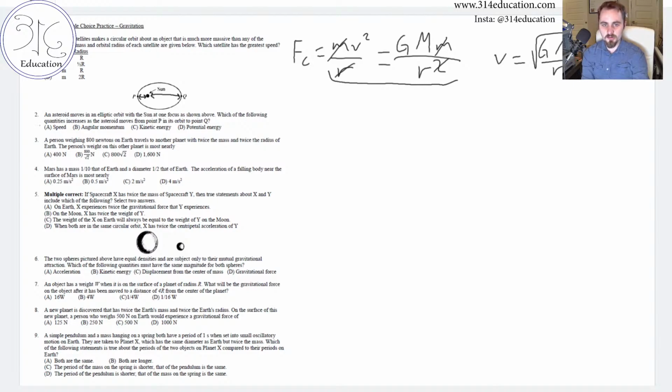So our speed doesn't increase. Our angular momentum stays constant, so it does not increase. Our kinetic energy does not increase because our speed decreases, but our height increases, so our potential energy does increase. So D is going to be our best choice for that one.